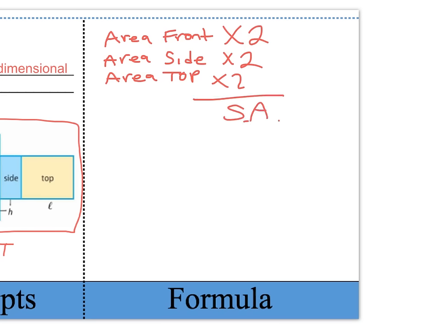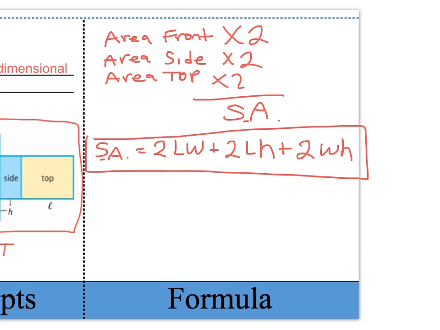Add those areas up together and you would get your surface area. Another way to get this is using this formula. Surface area is equal to 2 times the length and the width plus 2 times the length and the height plus 2 times the width times the height. So we can use that formula to figure out the surface area, or you can use nets. Either method can help you get the correct answer.